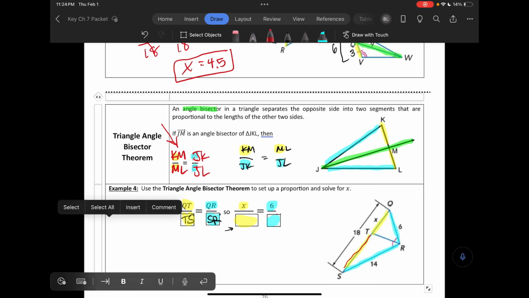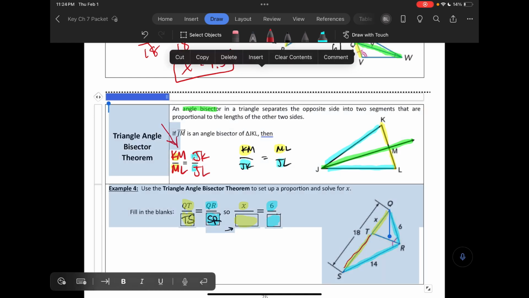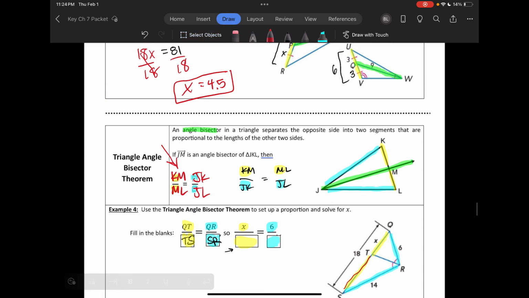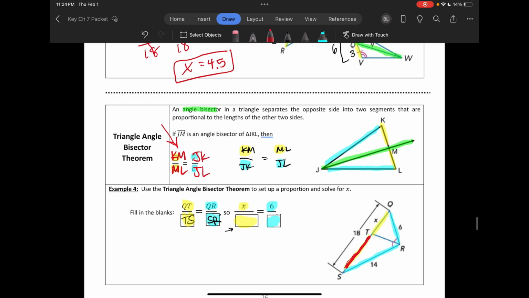So if this whole thing here is 18, the Q to S is 18, and I want to just find the red segment, then I need to subtract out that yellow piece of X. So this is going to become 18 minus X. Here we end up with 18 minus X. And then my part here in blue on the bottom, what I'm asked to write here is SR. SR, they told us, is 14. So there's our setup.